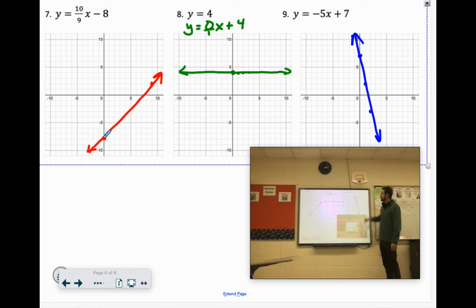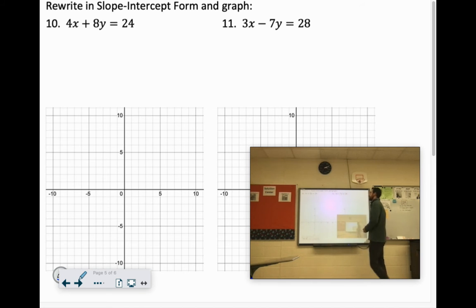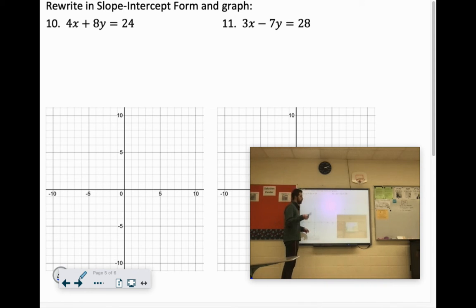So keep in mind, positive slopes go up and to the right, negative slopes go down and to the right. Here's a little trickery. We're going to rewrite it into slope-intercept form first and then graph. So these are right now in what's called standard form, which is another form we'll eventually learn how to graph. But we can always rearrange it and get y by itself.